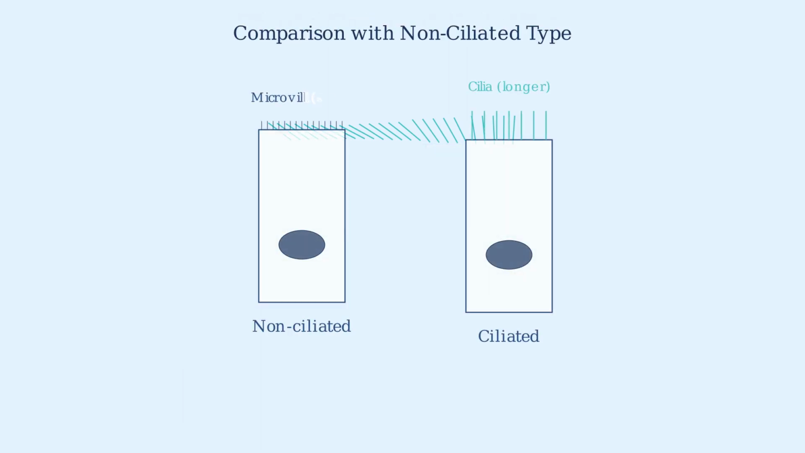Let's compare ciliated and non-ciliated columnar epithelium to highlight their structural differences. While non-ciliated cells have short microvilli for increasing surface area, ciliated cells have longer cilia, specialized for creating directional movement of fluid and particles.